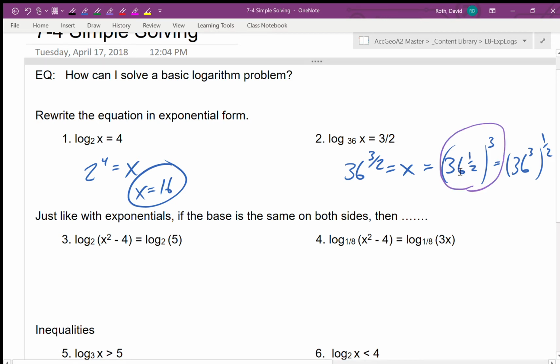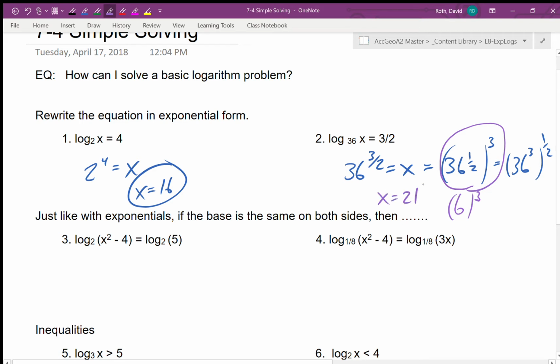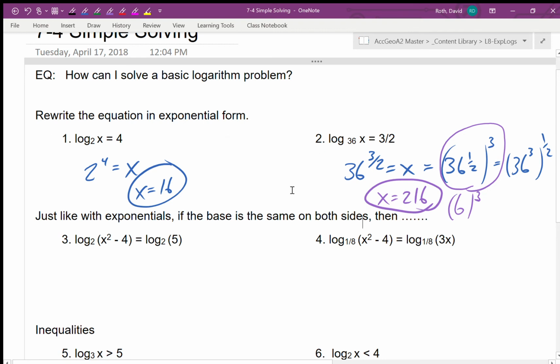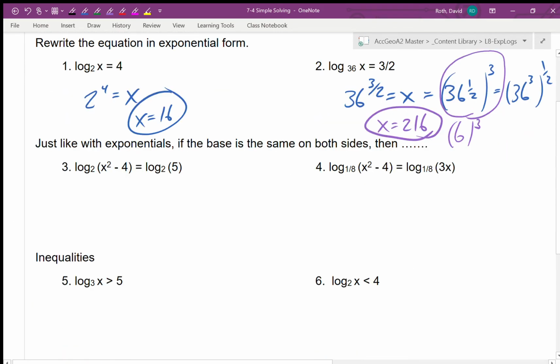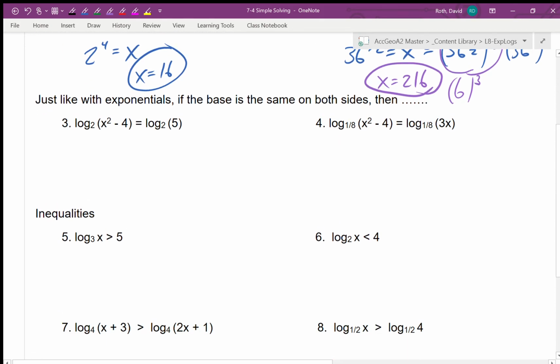Hopefully you choose the first option. The square root of 36 is 6, so that's the same as 6 cubed, which means x equals 216. That is a good simple way to solve a logarithm when you can map it like that. Mapping is the first way, and one of my preferred ways for solving a log.